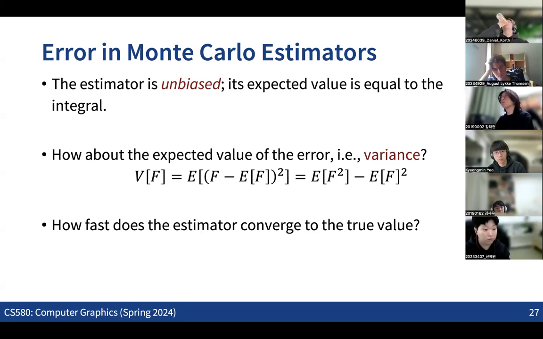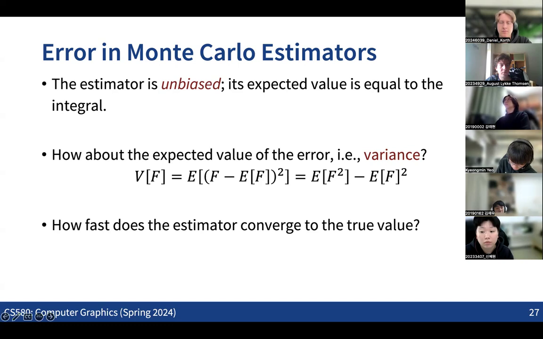But before we get into the biased case, let's briefly talk about the variance, which is the expected value of the error. Basically, the goal is to minimize the variance so that the estimator converges faster to the true value. Then the question is how fast the estimator converges to the true value, so we need to measure the variance, right?